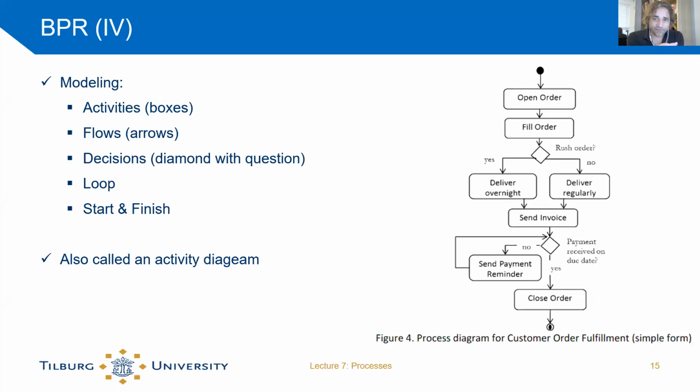And if you define a business process or analyze a business process as detailed as this, what you call an activity diagram, which is a very concrete way of modeling a process in an organization. It's called an activity diagram because every box is an activity, is something that someone does. So we open an order, we fill an order, we deliver, we send an invoice, we send the payment reminder, we close the order, done.